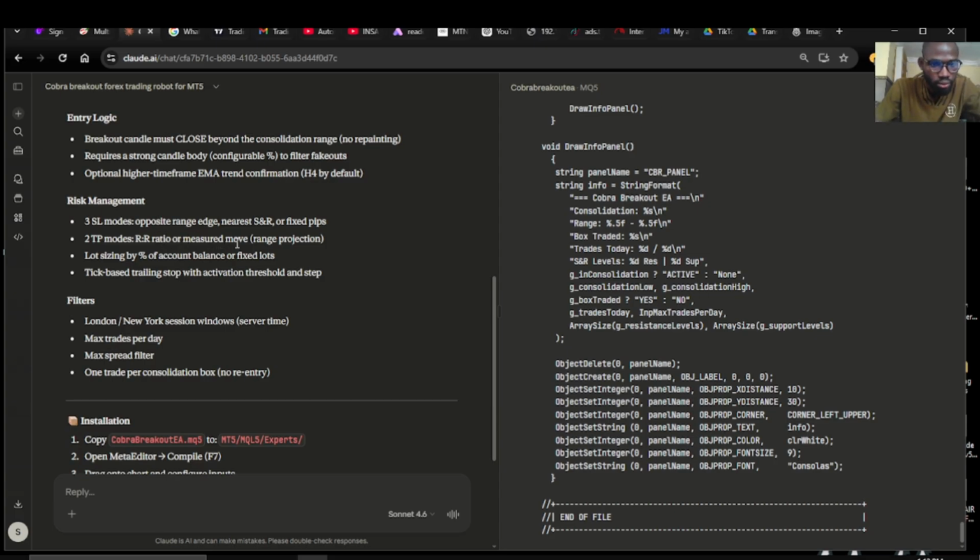Or we can make use of nearest support and resistance. So if you are buying, you can set the stop loss at the nearest support zone, and if you are selling, you can set the stop loss at the nearest resistance zone, or we can try to use a fixed pip. So that's a good one. And now here's a filter. Okay, it has a session filter. Okay, London session or New York session, you can try to use any one. Also, it has a maximum trade per day.